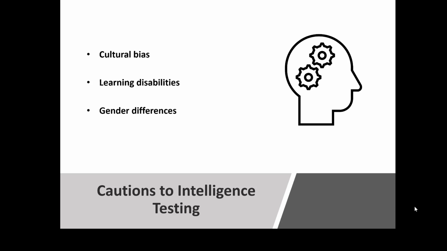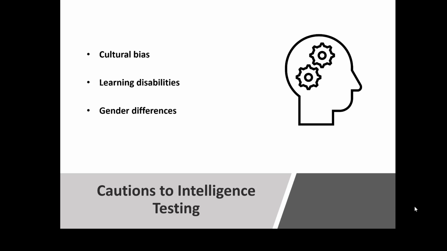Cautions to intelligence testing. There are a number of things or factors to consider when we look at the validation of intelligence testing. The first is cultural bias, and these have to do with the questions or the material included in the test, and do they allow for predominant cultures to have an unfair advantage.